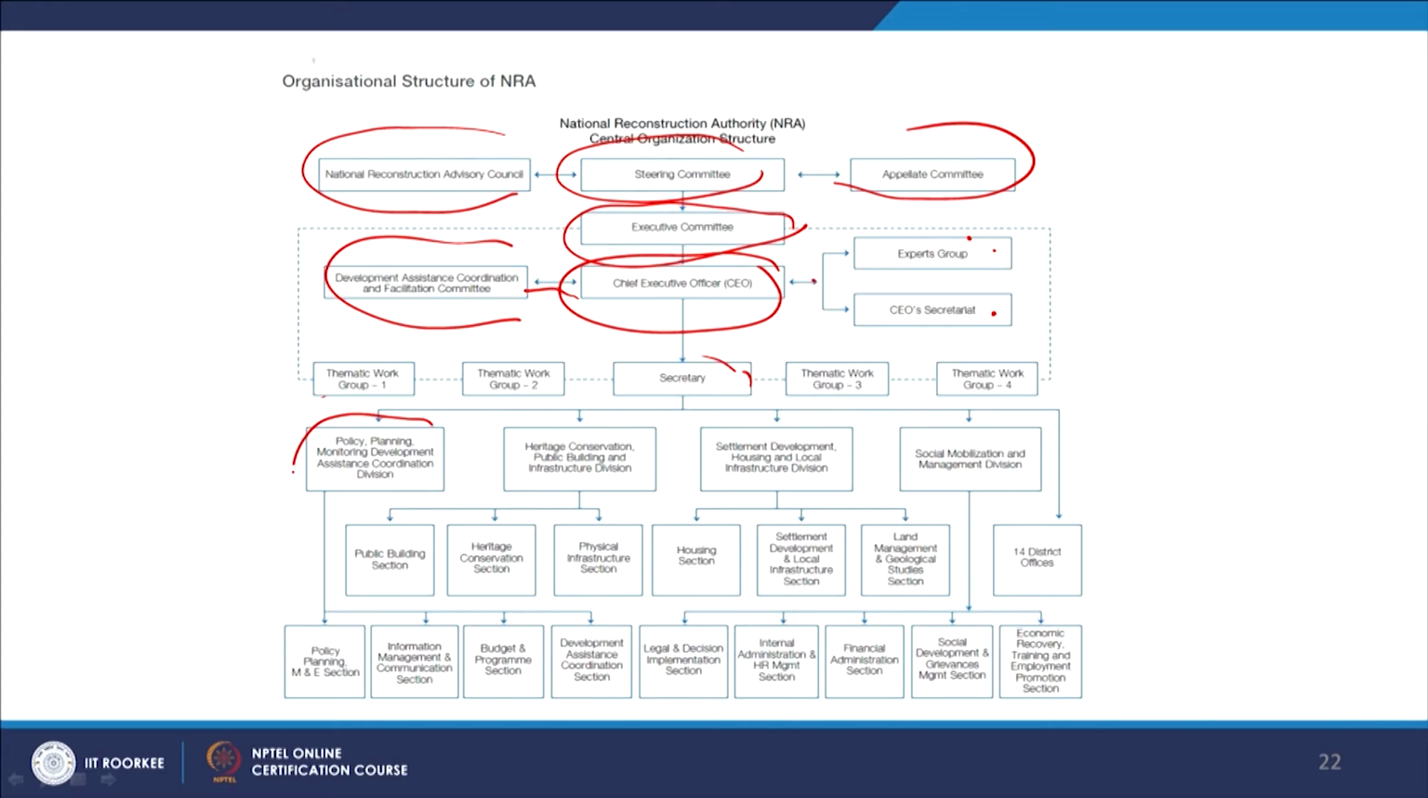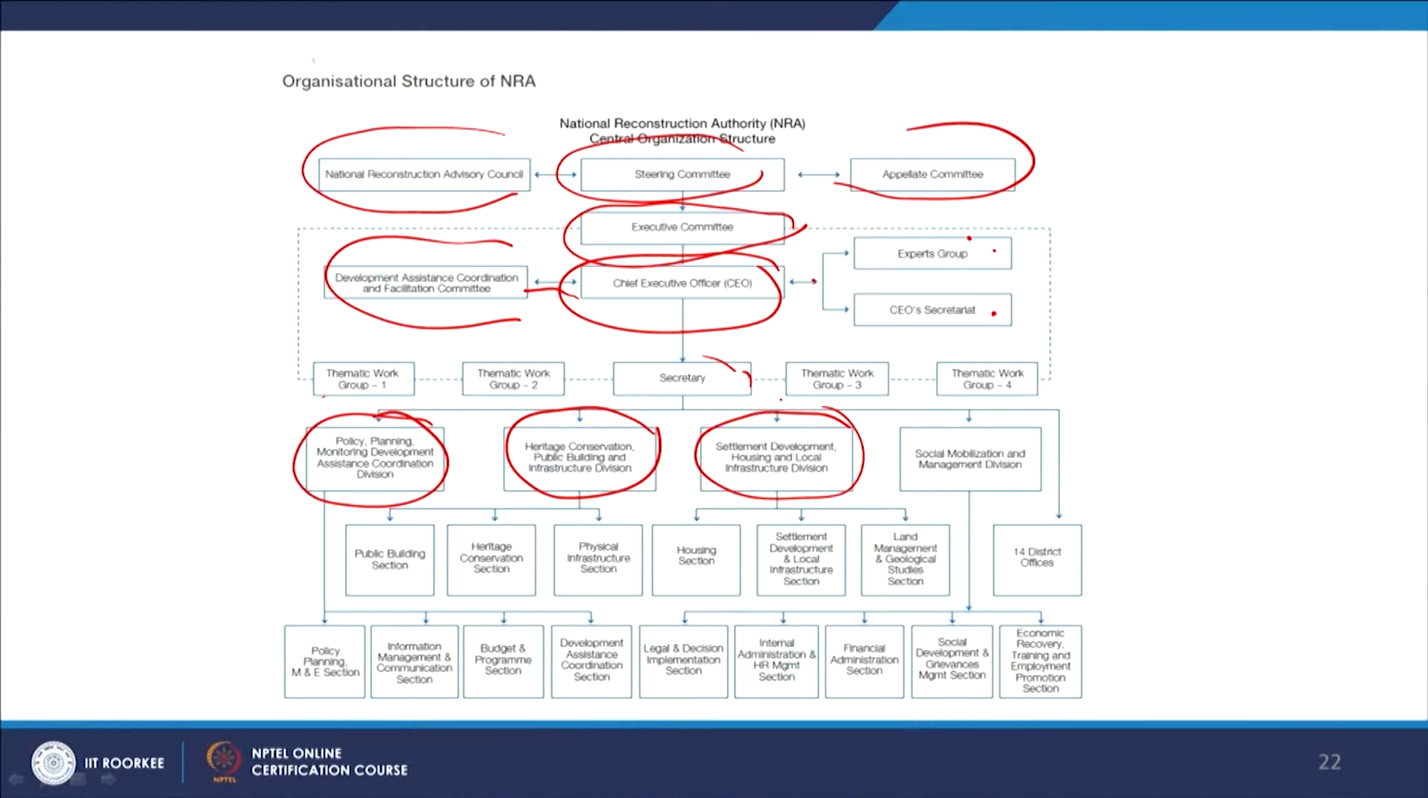One is the policy, planning and monitoring, and development assistance coordination division. This is talking about the heritage conservation, especially in Nepal, the Darbar Square, which has been demolished completely, and how we can look at the conservation. The third aspect looks at the settlement, development, housing, and the local infrastructure like roads. And this is completely on the social mobilization, how we can mobilize the human and the resources. And this is where we talk about the public building section, heritage conservation, and physical infrastructure. And this one is looking at the housing, settlement development, and the land development and geological.